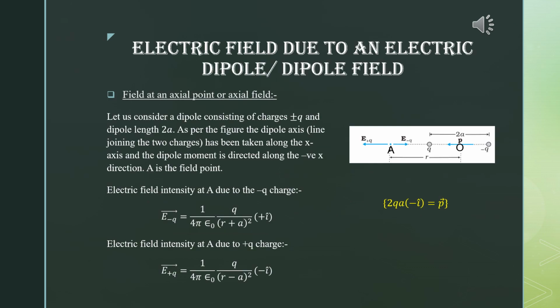So basically now you understood why some objects like water molecule etc. are called polar. Why? Because they have a net dipole moment of their own due to their structure. Okay, there is a charge separation.